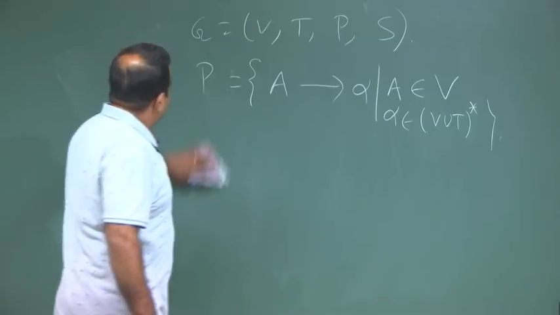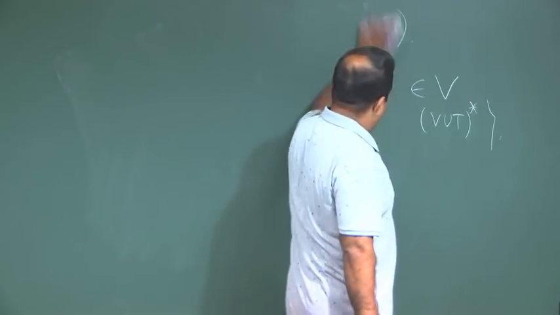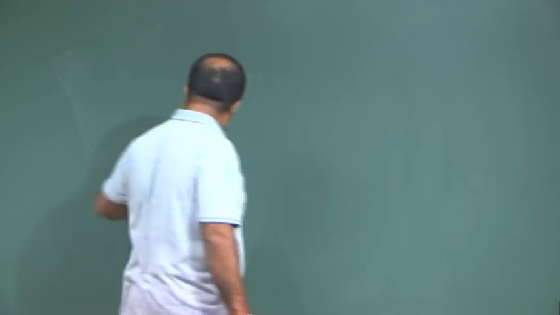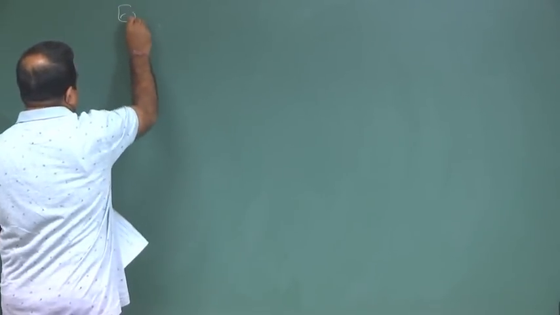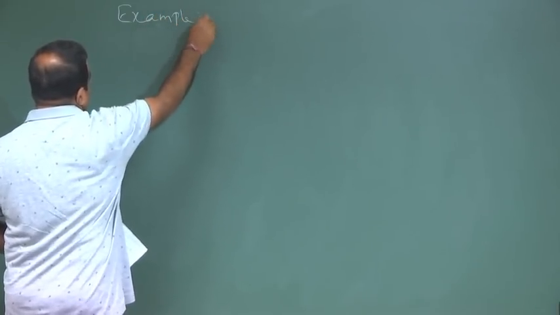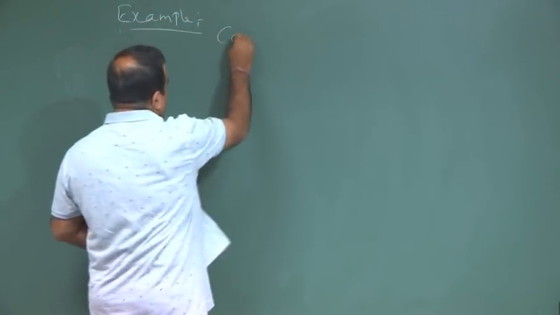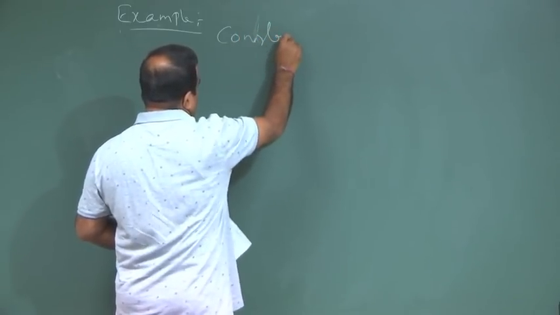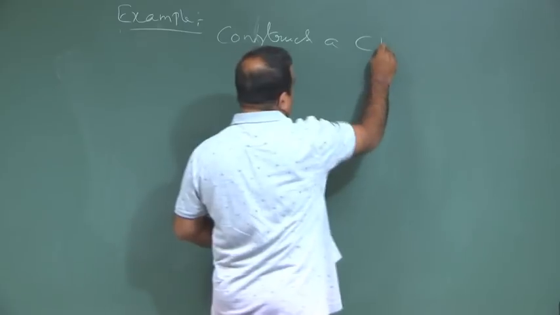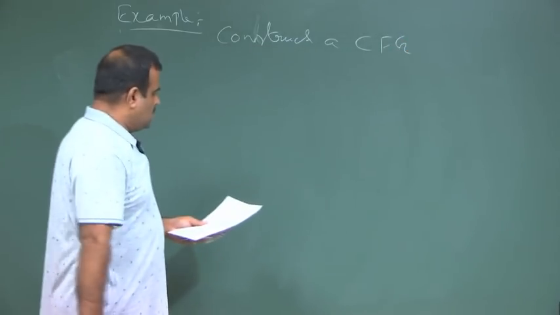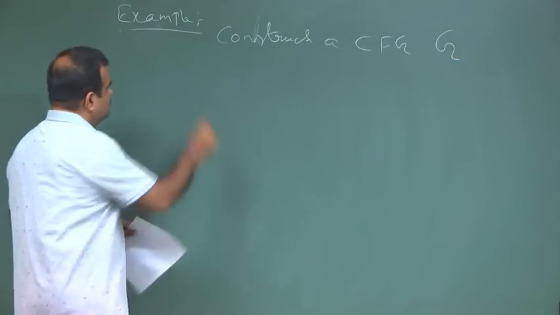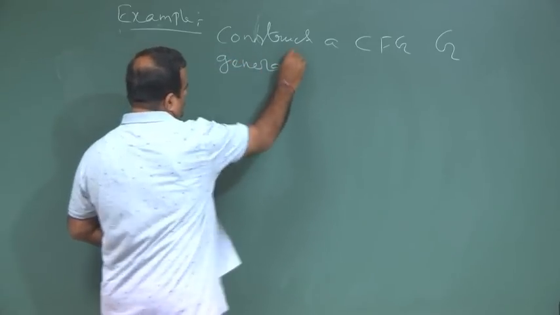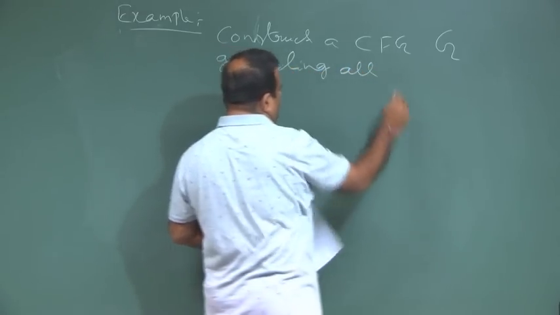Okay, so now let us talk more on this context free grammar. So, suppose we want to construct a context free grammar G, one example, which is generating all the signed integers.